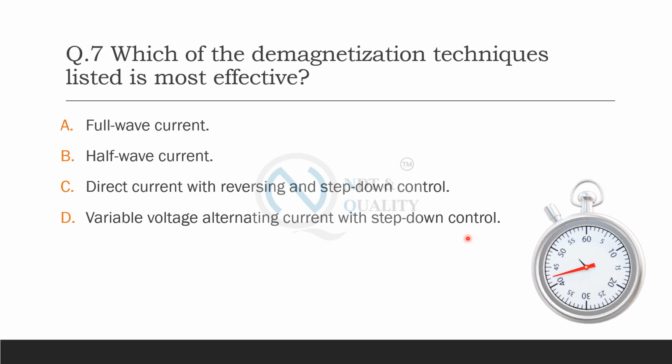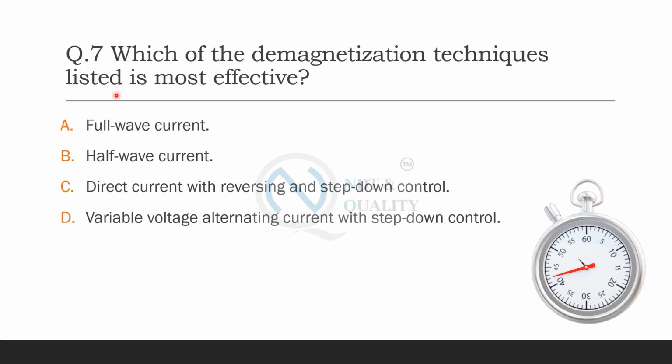See here, the catch is we have to do demagnetization most effectively. For demagnetization we can use either AC or DC. What is the problem with AC current? AC current gives only skin effect. So if the magnetization is in the deeper side, we cannot use AC current. We will have to use DC current to completely demagnetize.